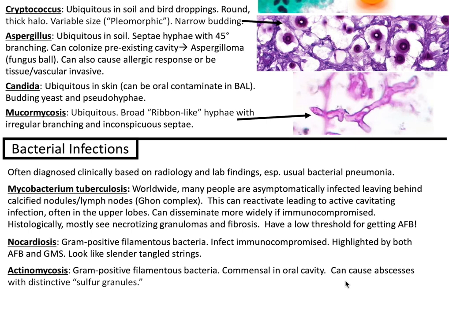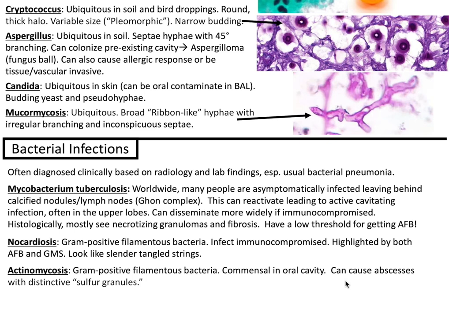You can get Mycobacterium tuberculosis. Worldwide, many people are asymptomatically infected, leaving behind calcified nodules/lymph nodes known as Ghon complex. This can reactivate, leading to active cavitating infection, often in the upper lobes. It can disseminate more widely if the patient is immunocompromised. Histologically, mostly see necrotizing granulomas and fibrosis, and thus have a low threshold for getting your AFB stain.